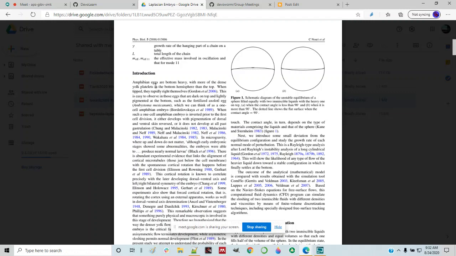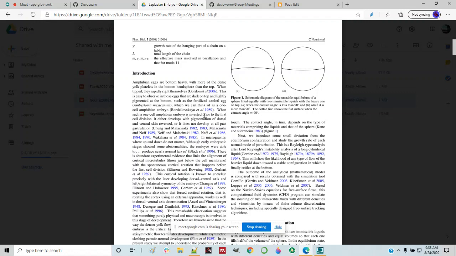And so this is a bit different from C. elegans. We just talked about C. elegans in the last two papers. This is, of course, a different system, and so there's a different mode of development here. What they're looking at is a fertilized egg, which we can think of as a one-cell amphibian embryo. When this type of one-cell embryo is inverted prior to the first cell division, it either develops with pigmentation of dorsal and ventral skin reversed, or does not develop at all past gastrulation.